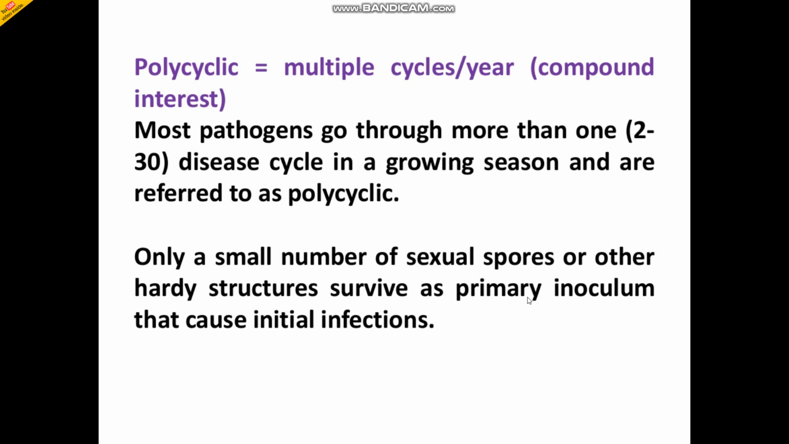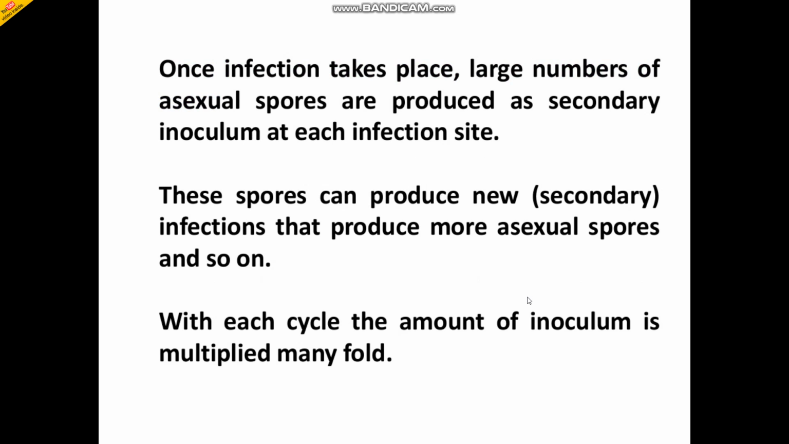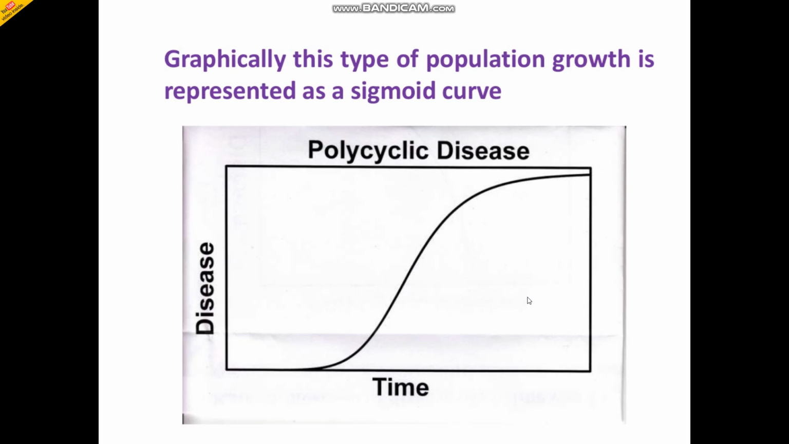Polycyclic means multiple cycles. Most pathogens that go through more than one disease cycle in a growing season are referred to as polycyclic. Only a small number of sexual spores or other hardy structures survive as a primary inoculum that causes the initial infections. Once infection takes place, a large number of asexual spores are produced as a secondary inoculum at each infection site. These spores can produce new secondary infections that produce more asexual spores, and so on. With each cycle, the amount of inoculum is multiplied manifold.